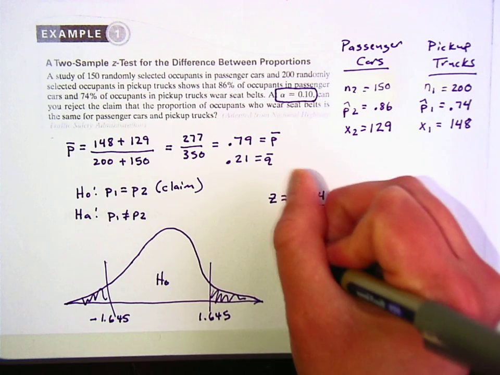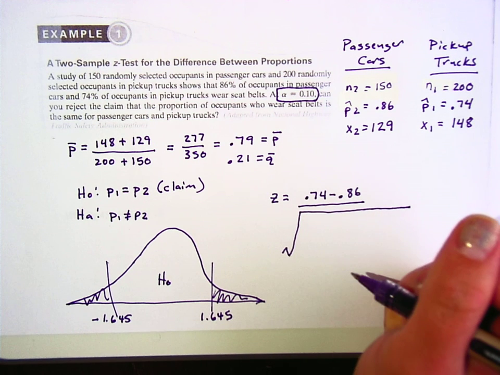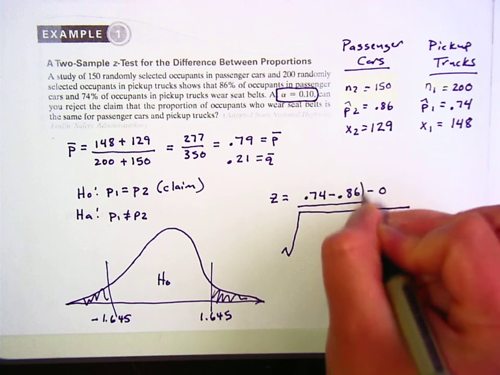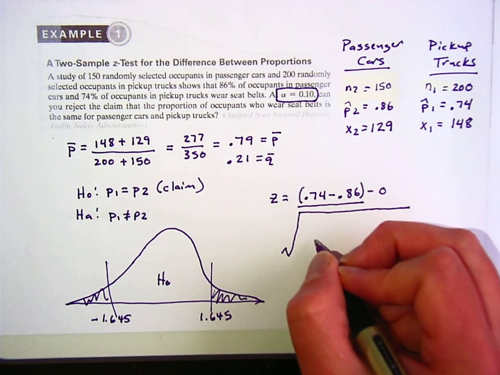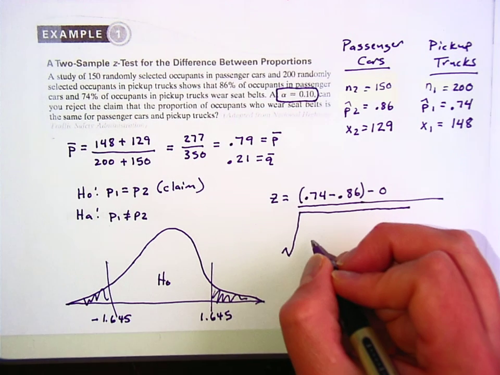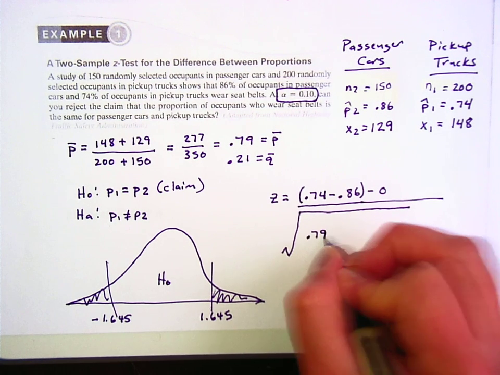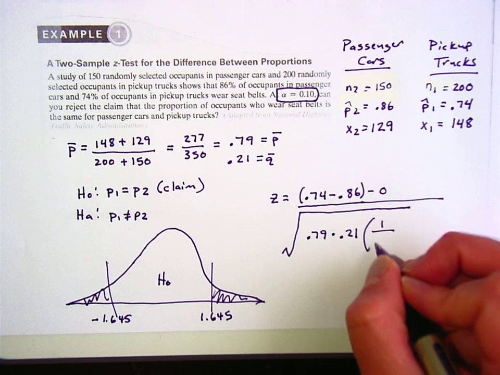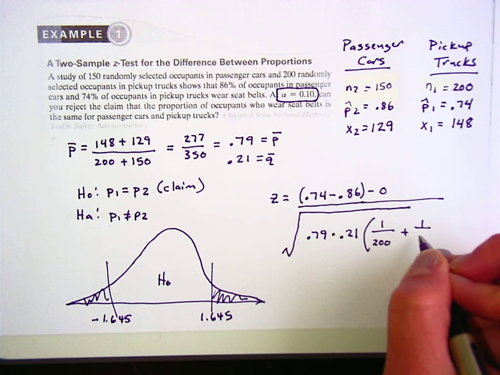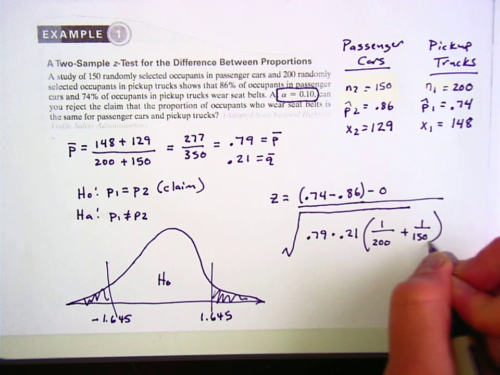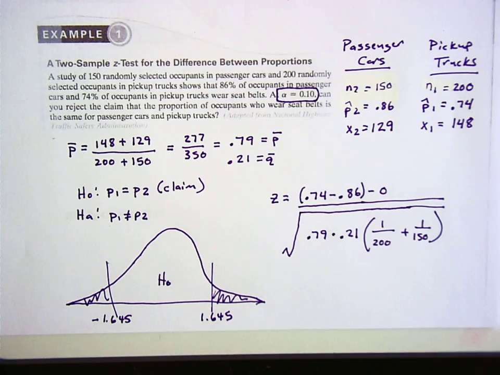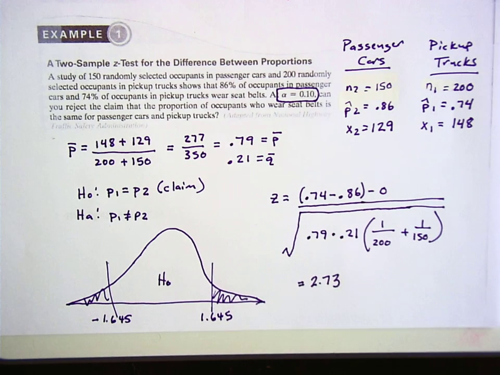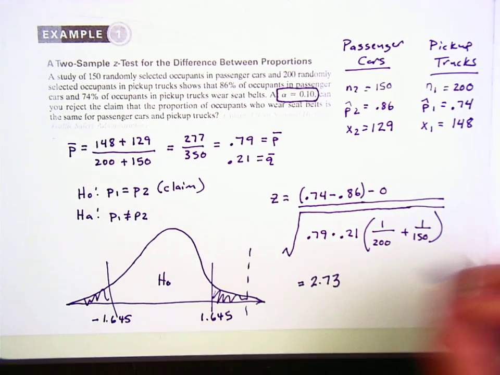Over the square root of, let's see, in the bottom we need, oh, that would be minus 0 there, just in case you're keeping track, on the top. And on the bottom, it should be p bar, which is 0.79, times q bar, 0.21, times 1 over n1, which is 200, and 1 over n2, which is 150. Okay, if you put that into your calculator successfully, you should get a z-score of 2.73, which is over here in that rejection region. So I'm going to reject.